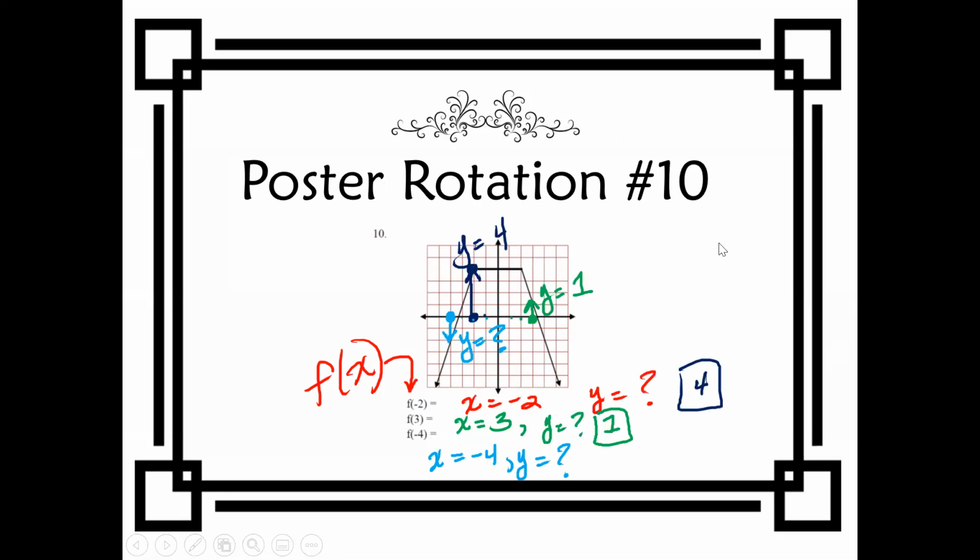All right, let's take a look at the answers. You should have 4, 1, and 1, 2, 3, 4, -2. There you go.